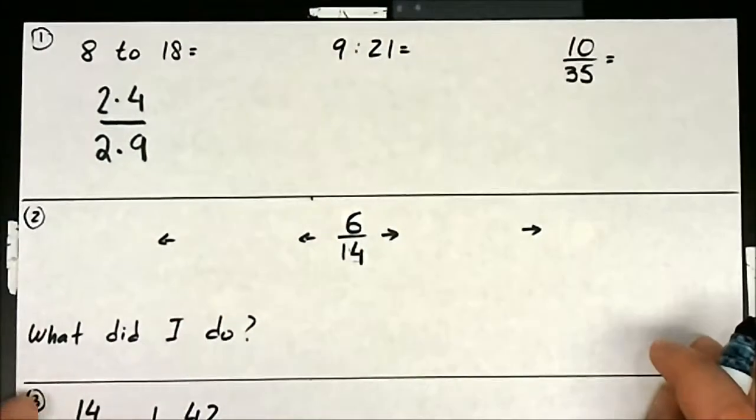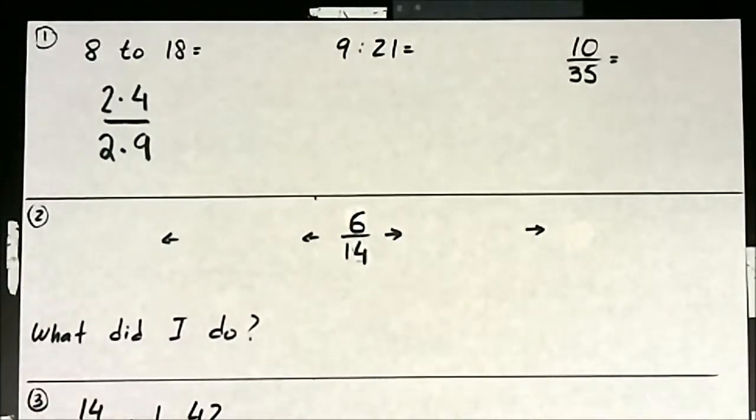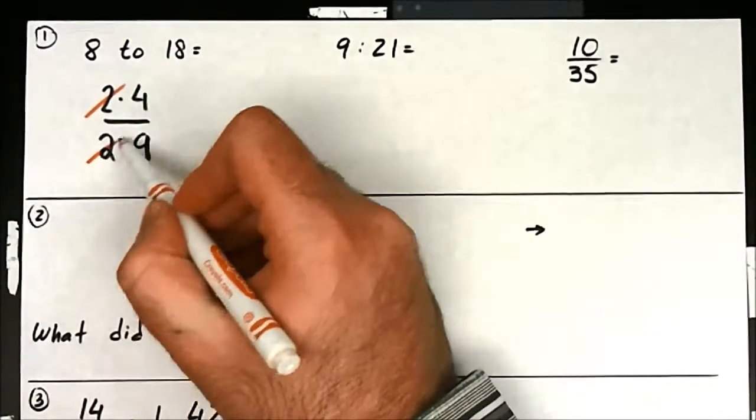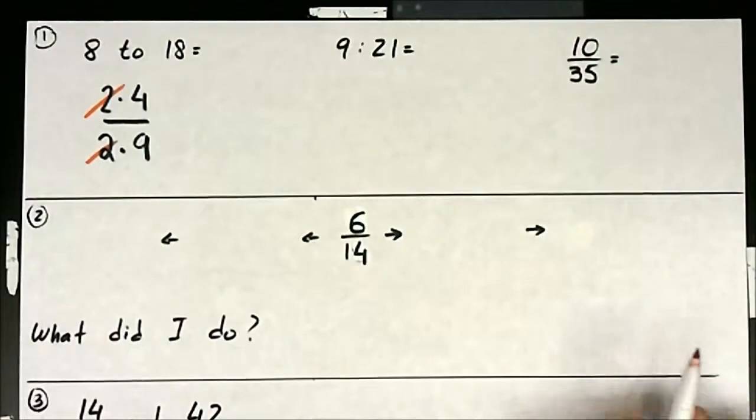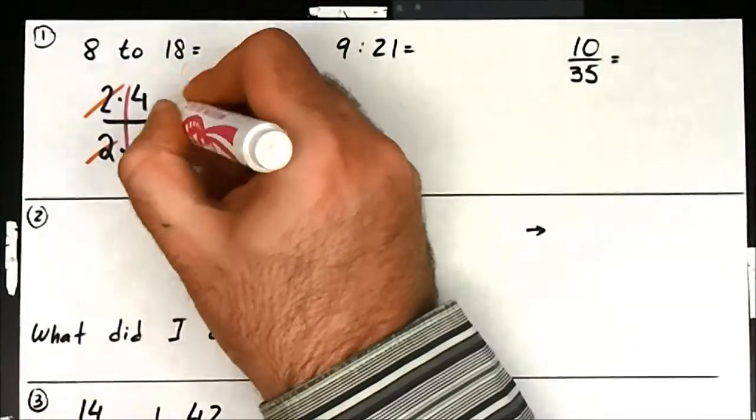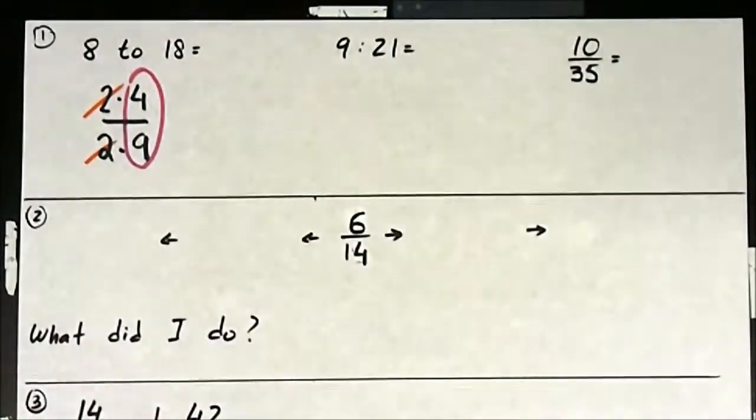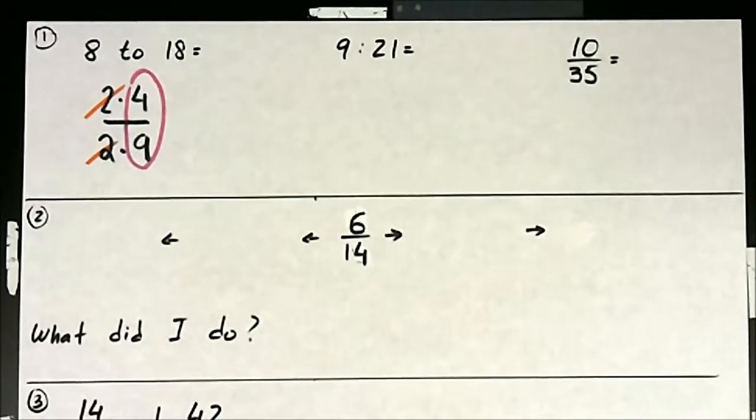What can I do next? I can cancel out the 2's from top and bottom, which leaves me with the simplest form right here, 4 over 9. And that's essentially my answer, because I can't simplify that any further.